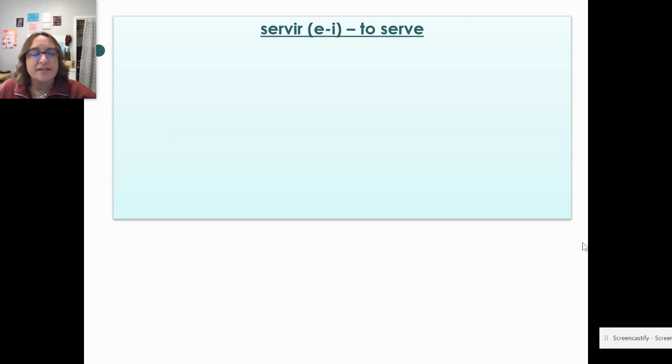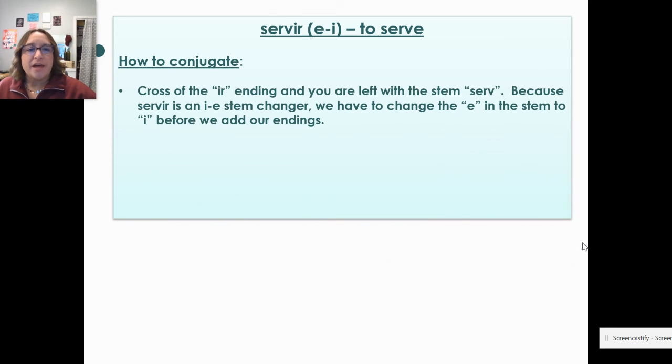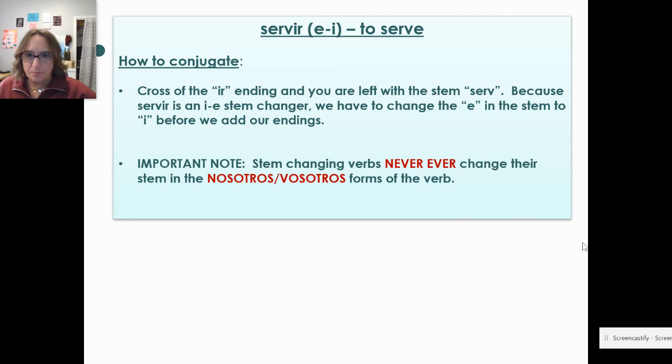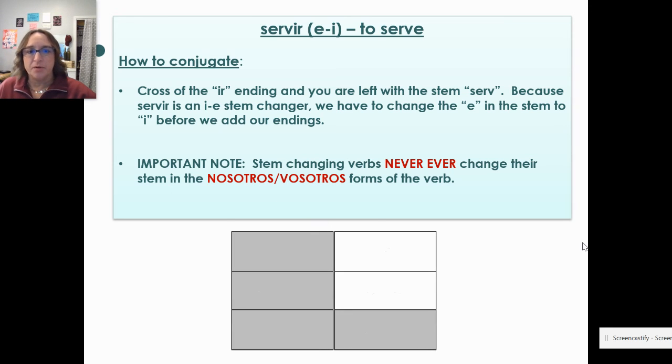Servir is to serve, and it's an E to I stem changer. So that means the E in the stem is going to change to an I. So how do you do it? You conjugate the ending like you always do. Cross off the IR and change the stem according to the rule. Nosotros and vosotros still don't change. It's only in the boot.